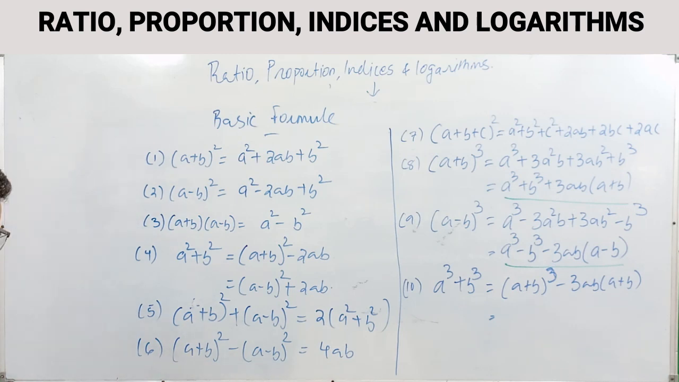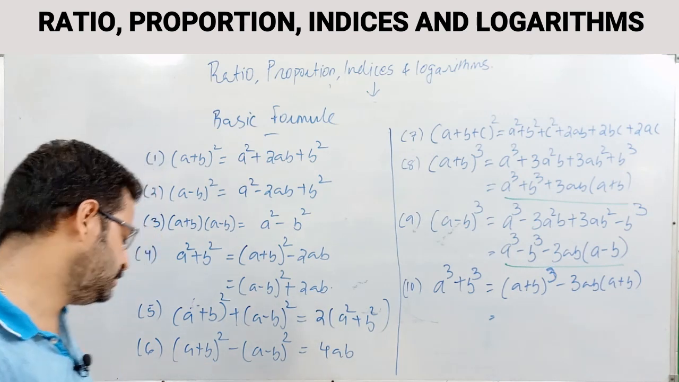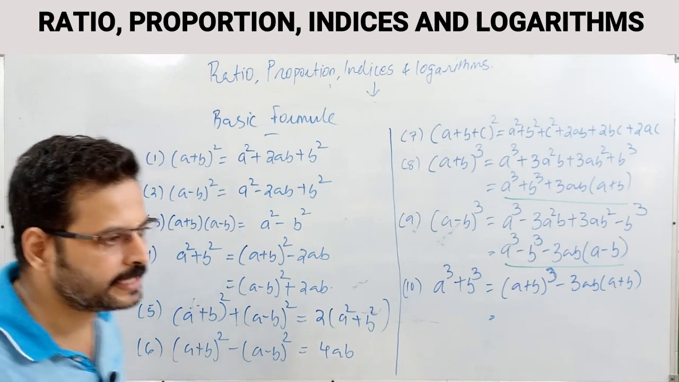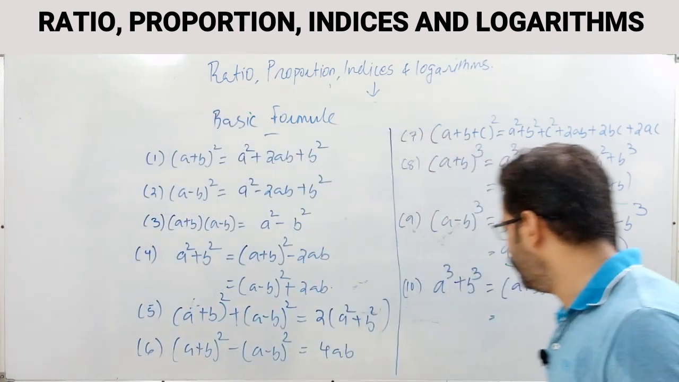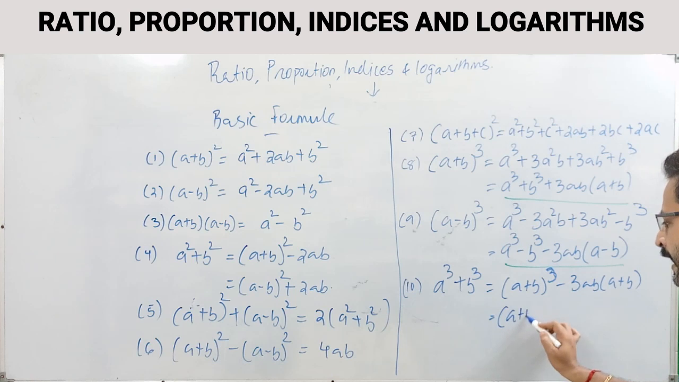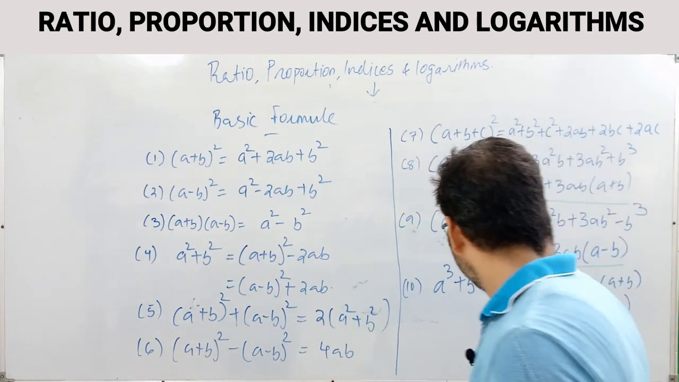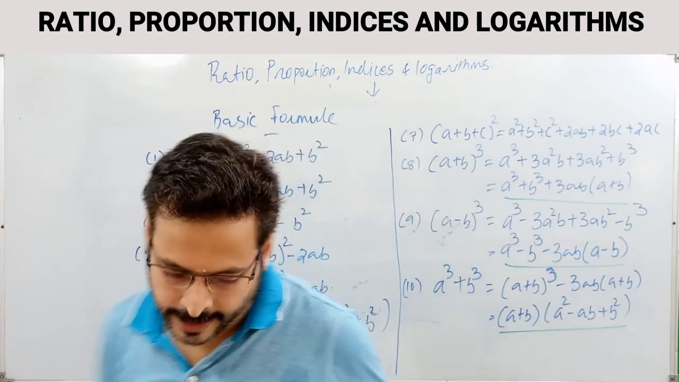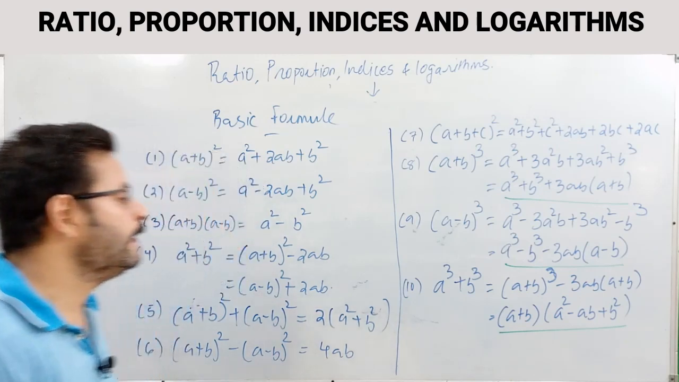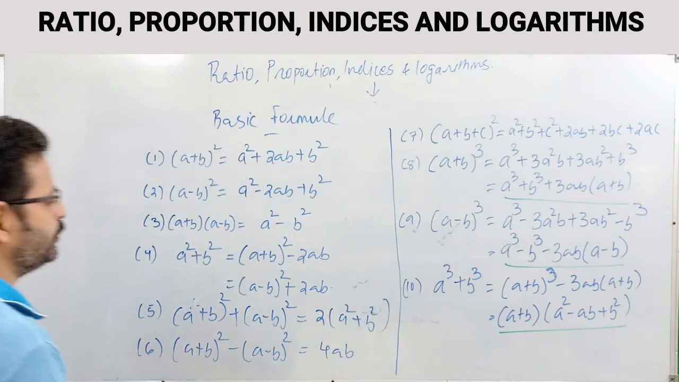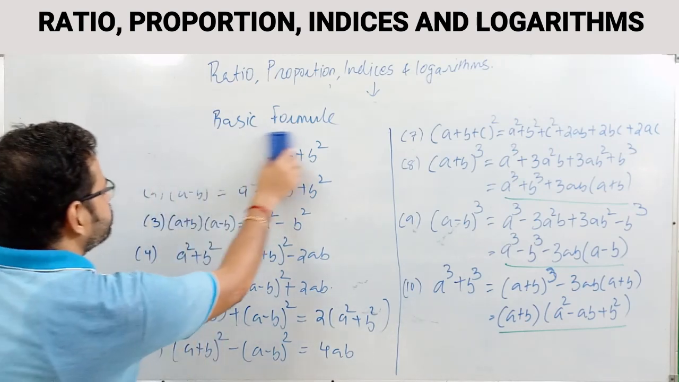A cube plus B cube is equal to (A plus B) into (A square minus AB plus B square). Very important formula, A cube plus B cube. (A plus B) into (A square minus AB plus B square). Okay, next one.